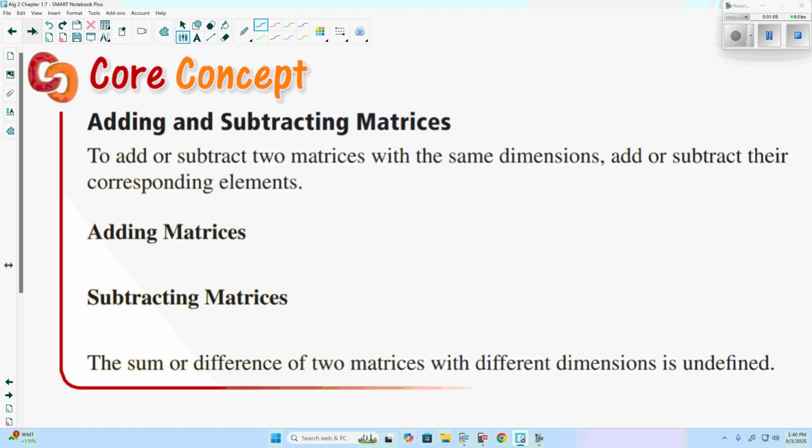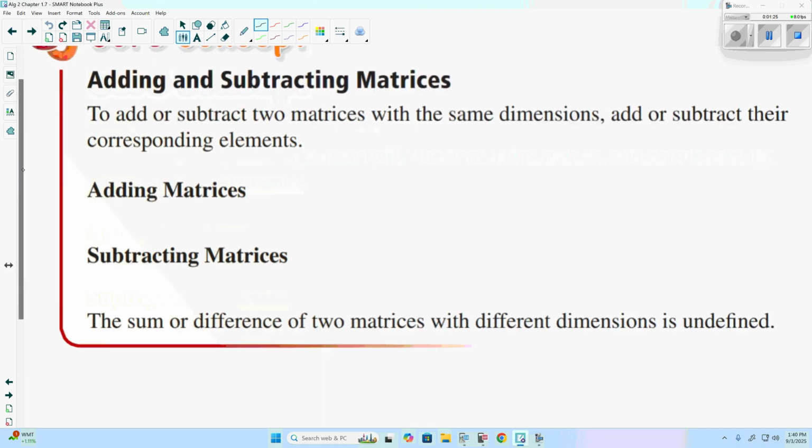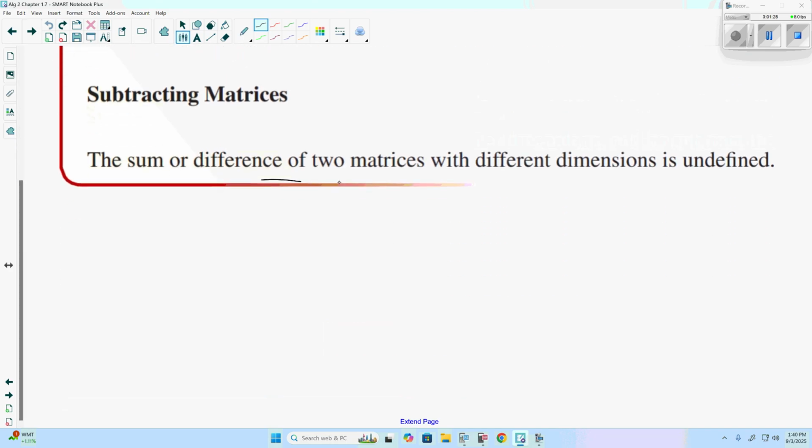What we're starting with today is adding and subtracting matrices. So we can add and subtract two matrices. All right, guys, focus in here. You can add and subtract two matrices if the dimensions are the same. If the dimensions of the two matrices are the same, we add and subtract corresponding elements. If the dimensions are different, it is undefined. We can only add or subtract if the dimensions are the same. They have to be the exact same.